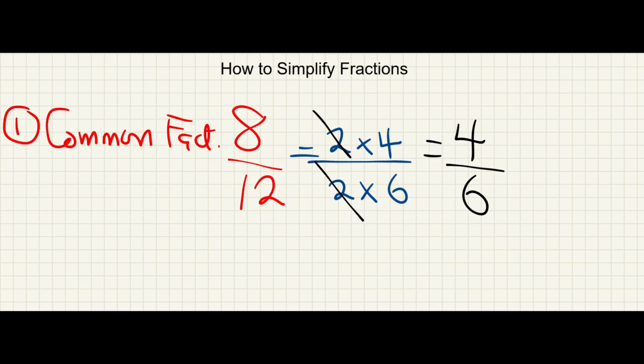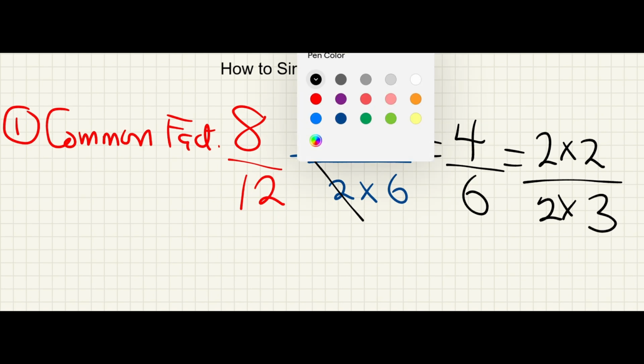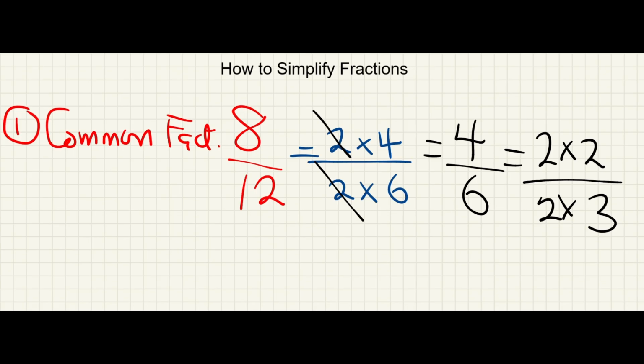Again, is this the very lowest term? No, because they are both even numbers, and both even numbers can have a factor of 2 again. So we can change this to 2 times 2, because 2 times 2 is 4, and with 6, we have 2 times 3, and that gives us 6. Because we have a common factor at the numerator and the denominator, we cross them out and we are left with 2 out of 3.